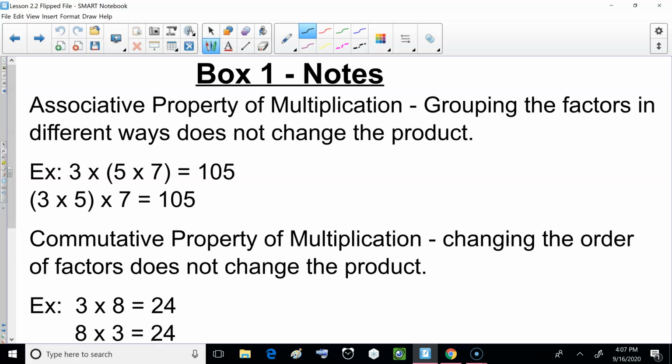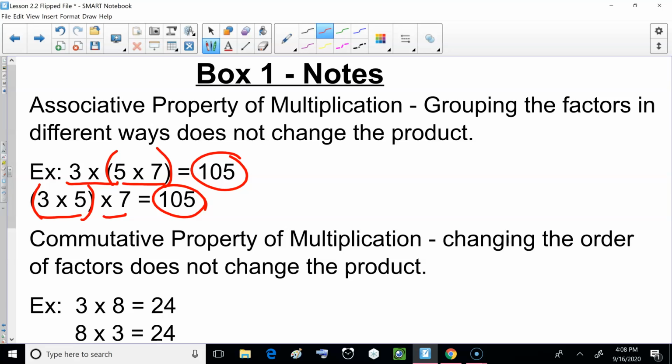So you notice when we write these numbers down, we have (3 times 5) times 7. It gives us 105. We also have 3 times (5 times 7), which still equals 105. So notice, even though we've grouped them in different ways, when we're multiplying all the numbers, it does not matter. We're still going to get the same product, which is the answer of a multiplication problem.